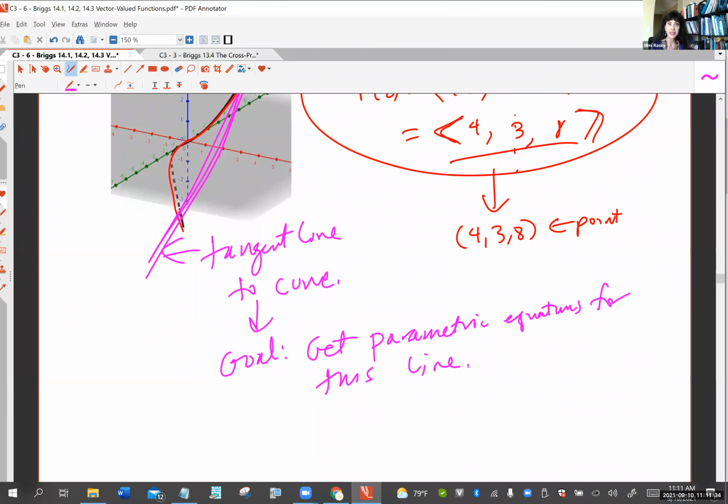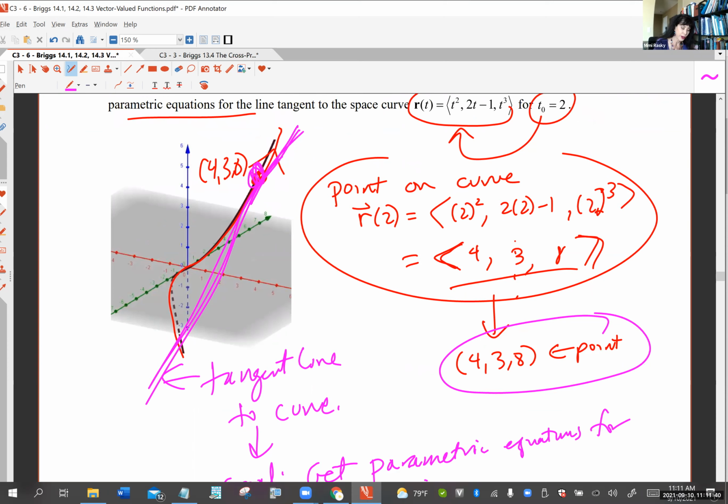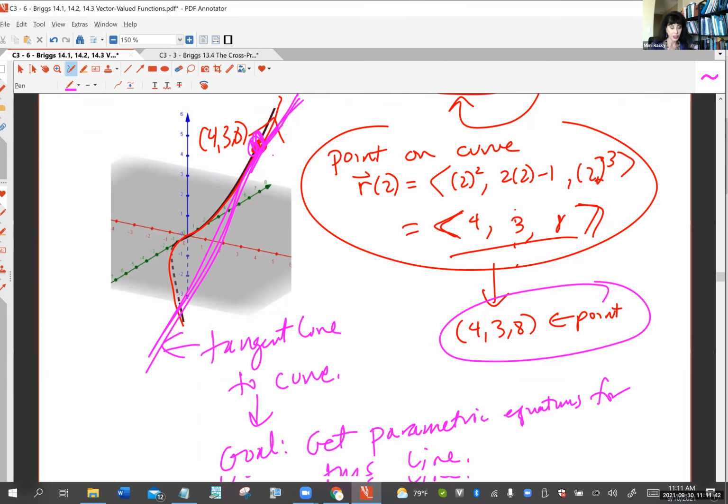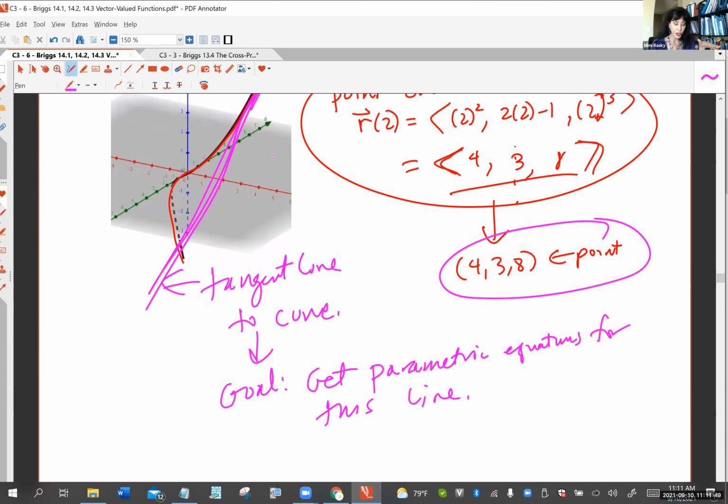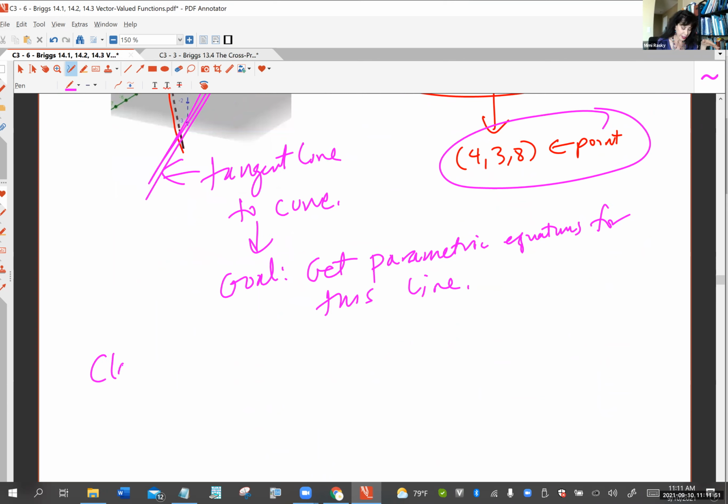One of the ingredients we got, a point on the line, because this point that's on the curve is a point on our tangent line. So that's 1 down and 1 to go. How do we get a direction vector for this line? Good news. Here is the claim.